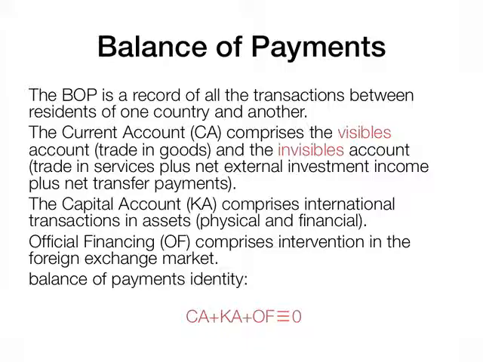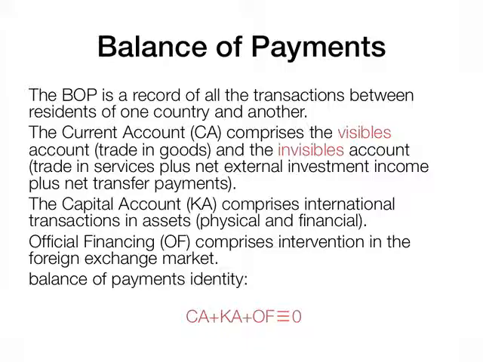The second part of the balance of payments is called the capital account. This is international transactions in assets, physical and financial. And finally, there's something called official financing. This is intervention in the foreign exchange market. We don't do this anymore because we don't have our own currency.